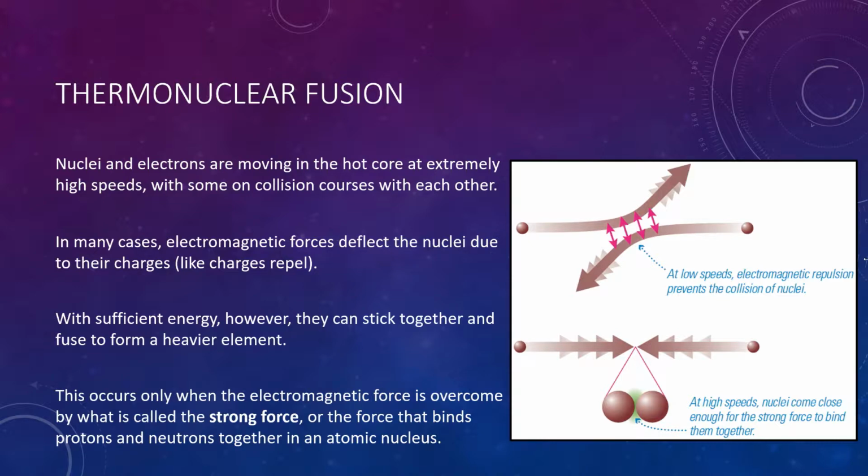You've probably heard this, right? Opposite charges attract and like charges repel. So if nuclei collide with sufficient energy, however, they can stick together to form heavier nuclei. Sticking positively charged nuclei together is not easy. The strong force, which binds protons and neutrons together in atomic nuclei, is the only force in nature that can overcome the electromagnetism between two positively charged nuclei.